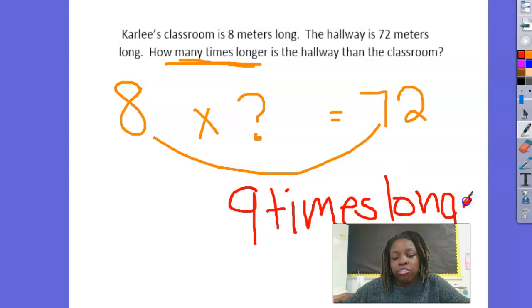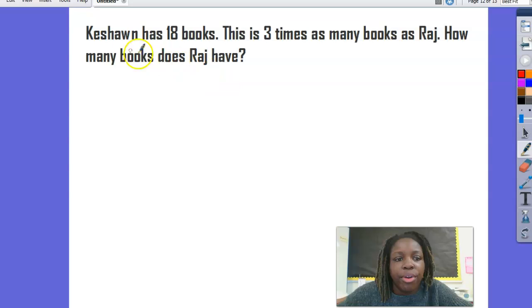So I will put 9 times longer as my answer. With problems like this, you don't have to write your equations, your variables, or anything like this. All you need to do is look and figure out how many times longer something is. All right? Okay, so we're going to solve this problem.